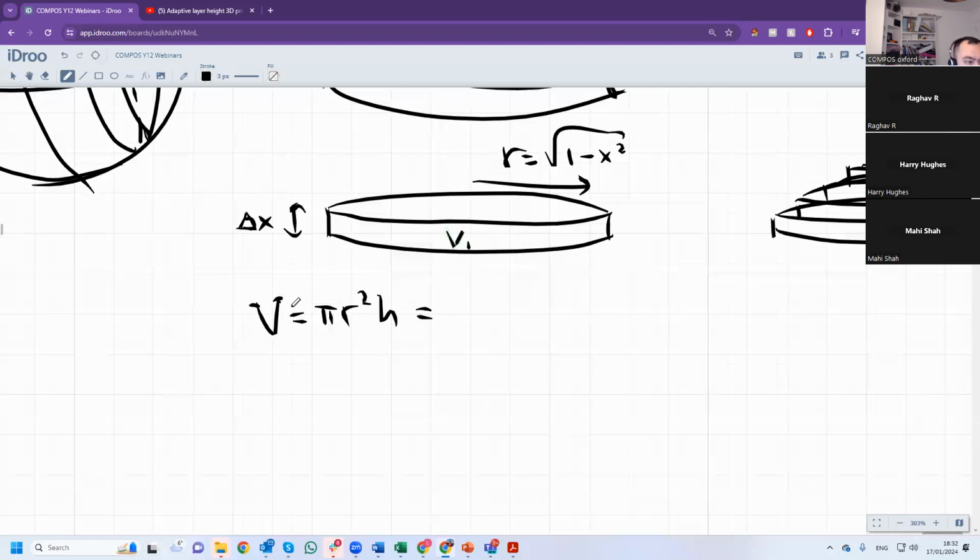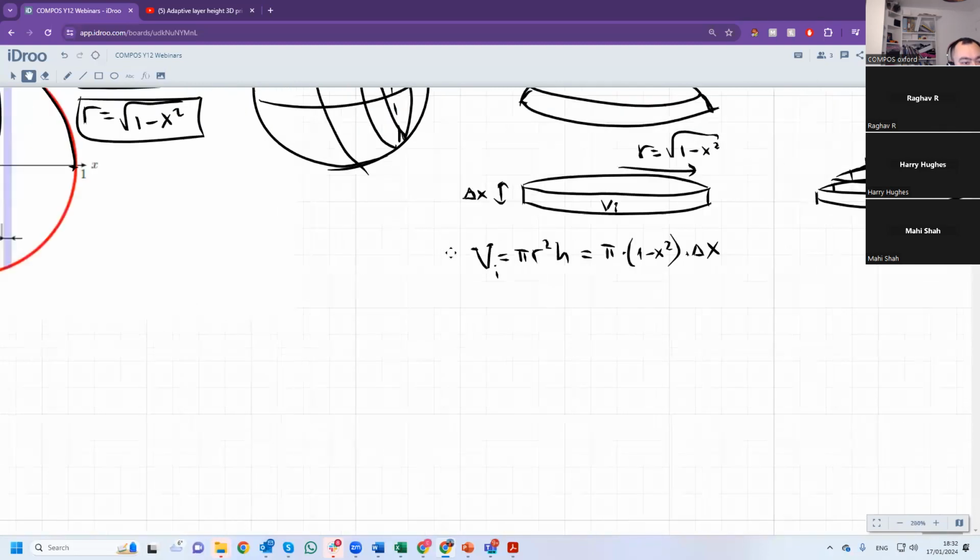let's call it V_i. It's the ith slab because there are many, many slabs. So just this particular one. It's going to be pi multiplied by 1 minus x squared multiplied by h, which is delta x. Okay.